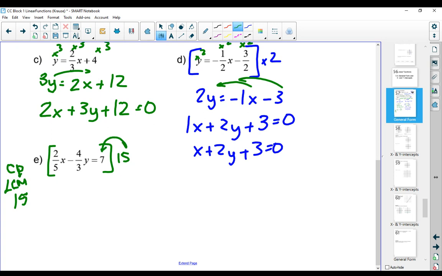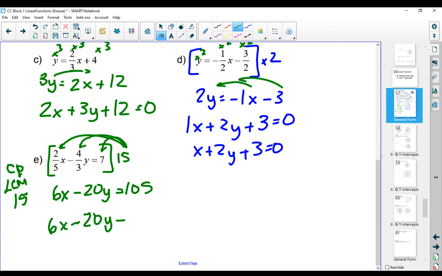So that means 15 times 7, 15 times 4/3, and 15 times 2/5. So 2/5 times 15 is 6, so we've got 6x. Negative 4/3 times 15 is negative 20y. And 7 times 15 is 105. Again, we need to move everything so that the x is positive. In this case, x is already positive, so we're just moving the 105. So 6x minus 20y minus 105 equals 0.